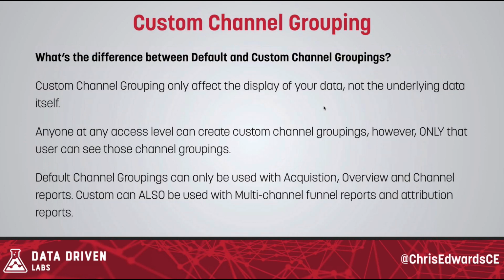When you're in there, you're also going to notice there's another thing called custom channel grouping. I'm going to talk about this and then I'm going to tell you not to use it unless you really want to. So what's the difference between default and custom channel groupings? A custom channel grouping is only going to affect the display of your data, not the underlying data itself. When we talked about the default, we talked about how it affects everything going forward. That's because it's affecting the data as it comes in and marking it as such.